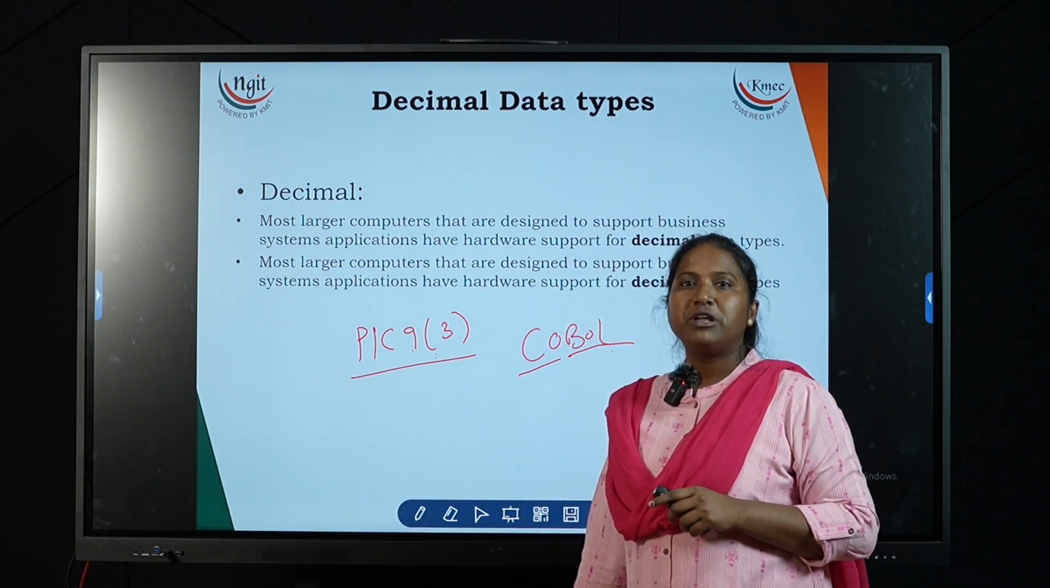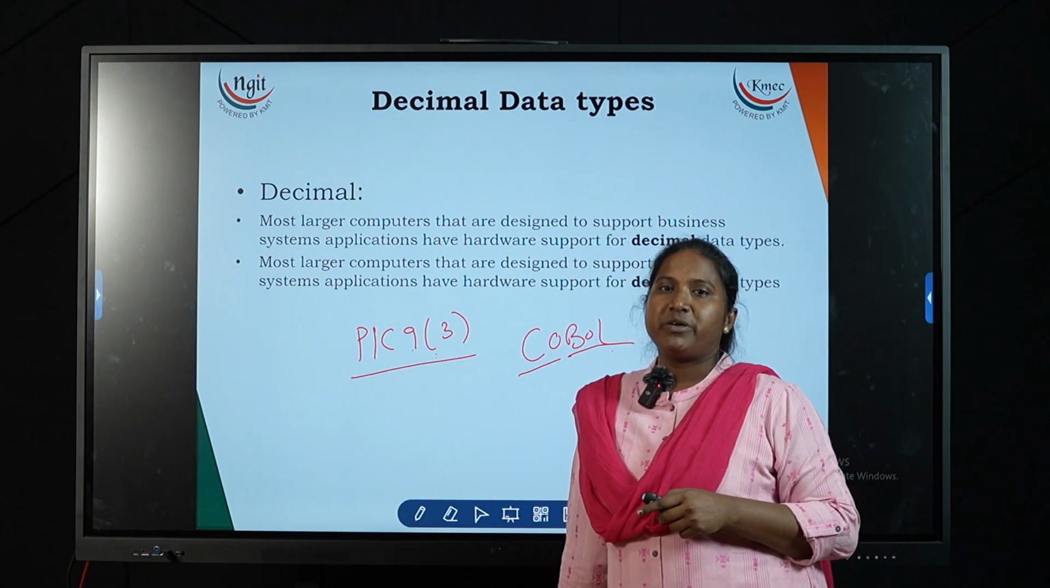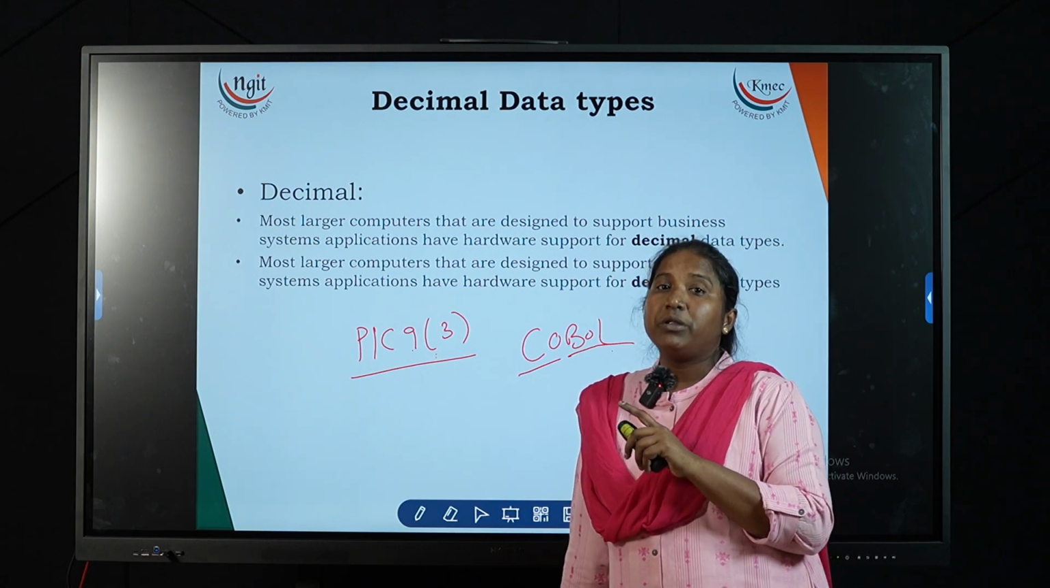To represent a decimal point data type, we use this kind of representation. So this is all about primitive data types.